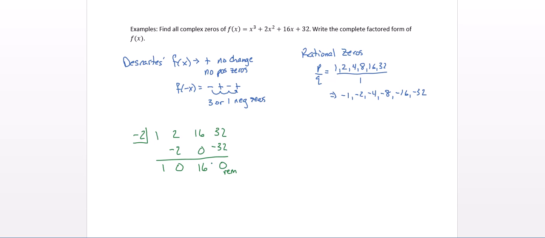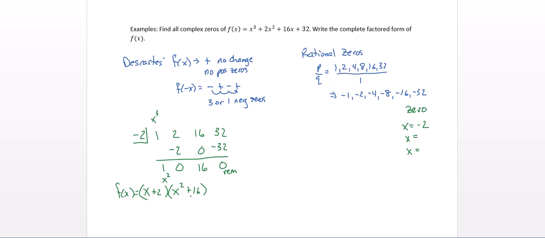So this is our remainder. As long as the remainder is 0, we know that x equals negative 2 is a zero. And I'm going to write here 3 x equals, because I know a third degree polynomial can have at most 3 complex zeros. Now, this was an x cubed, so this would become an x squared. So what we have as a quotient is x squared plus 16. Our divisor, since I used negative 2 as a zero, that's x plus 2 as a factor.